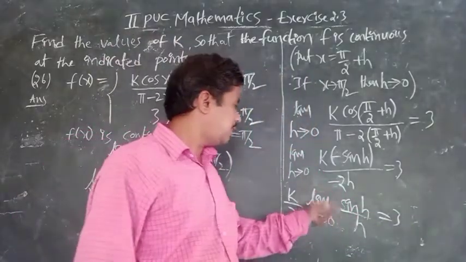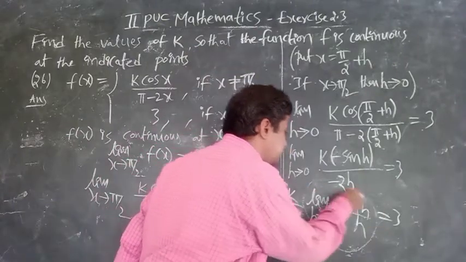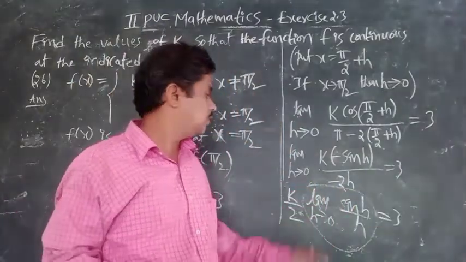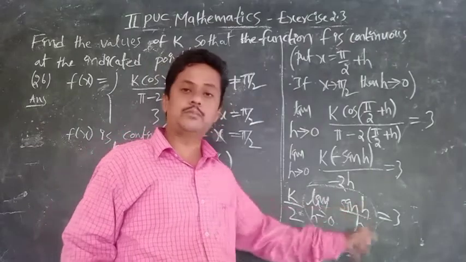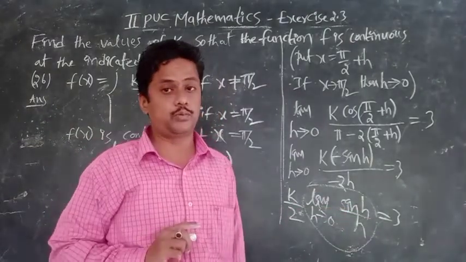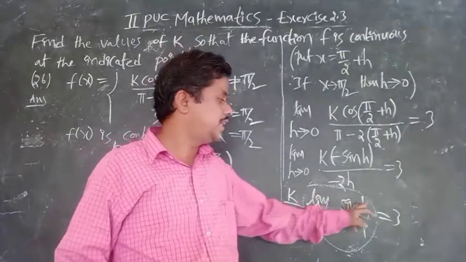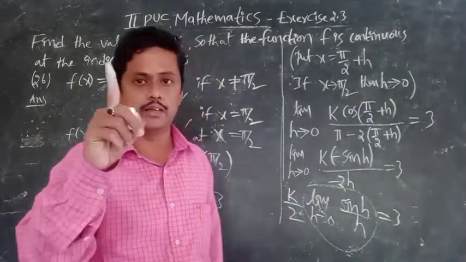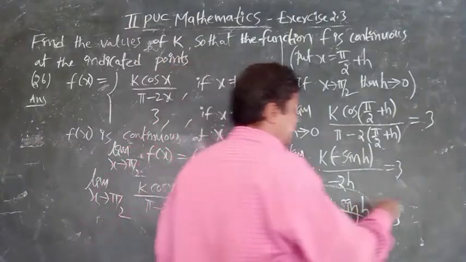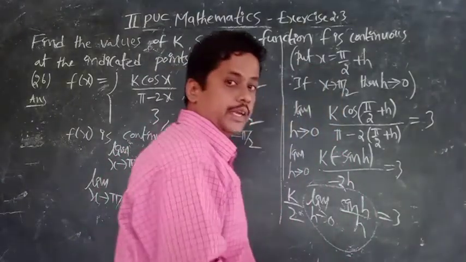Okay, so the formula is there. What is the value of this one? This value is 1. Already told: limit x tends to 0 sin x by x is equal to 1. Already told in first PUC. So here x tends to 0, limit h tends to 0 sin h by h is equal to what? 1. Answer is 1. So therefore k by 2.